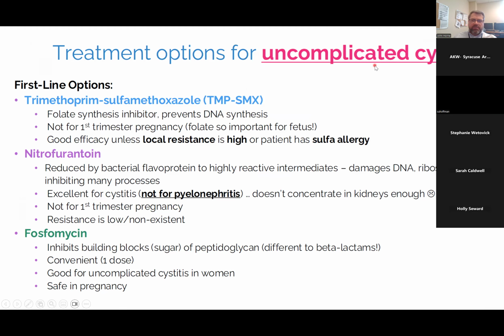And then treatment for uncomplicated cystitis, this is what the guidelines would say. First line options would be Bactrim or nitrofurantoin or fosfomycin. Nitrofurantoin and fosfomycin concentrate in the bladder, and they wouldn't work for anything but an uncomplicated urinary tract infection, because these concentrate in the bladder and they wouldn't concentrate enough in the kidneys or anywhere else.